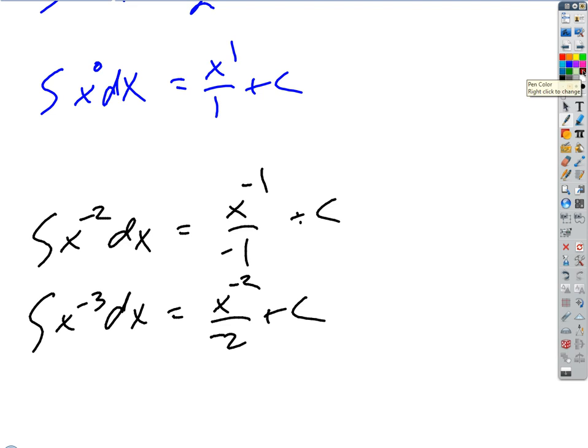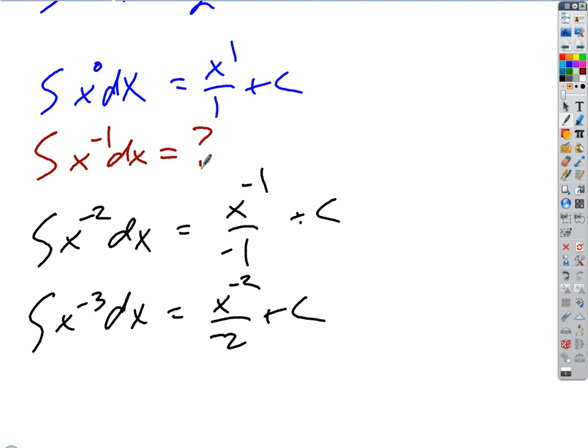Okay, but why am I doing this? I mean, you obviously know how to use the power rule, but what about this? What's the problem with that? If I try to apply the power rule, what happens? I'm going to get x to the 0, which is 1, divided by 0, which is nonsense, right? You can't do that. Okay, so the power rule doesn't hold for this one value.